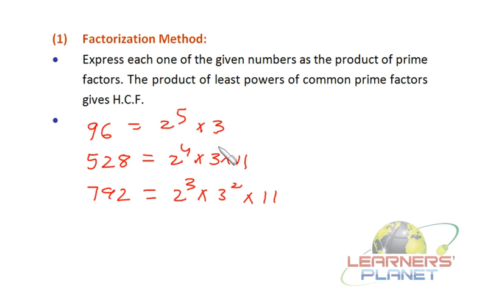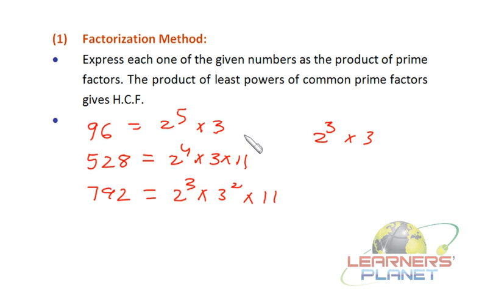Now let's see which are the numbers which are common. First of all, the highest power of 2 which is common among these three is 2 cube. So let's write 2 cube over here. Then the other number, 3, is common among these. Here we have 3 square, but here we have just 3, so only 3 will be common.